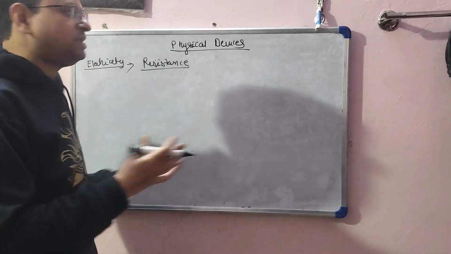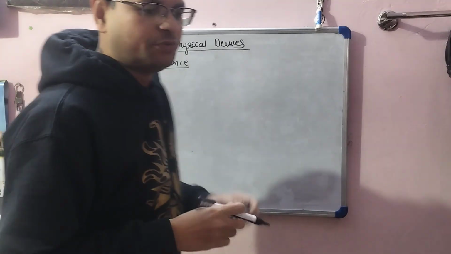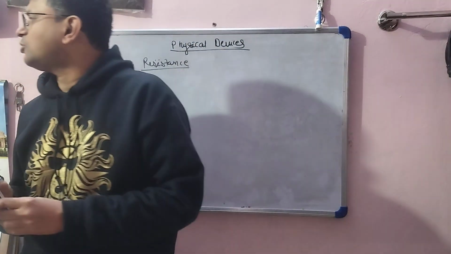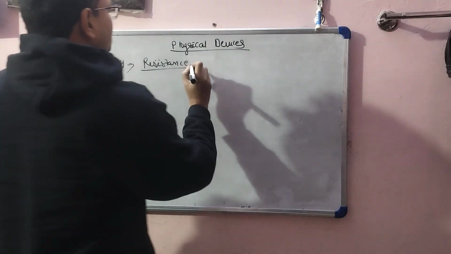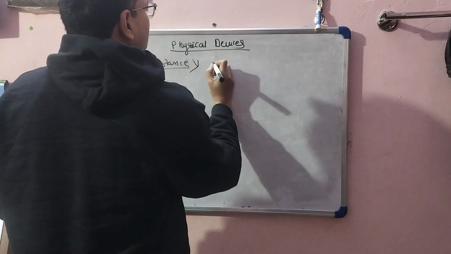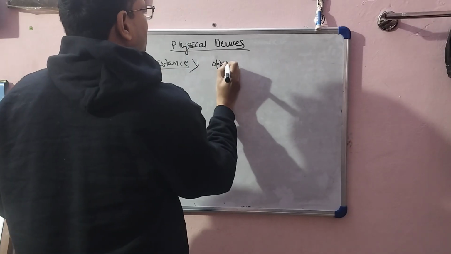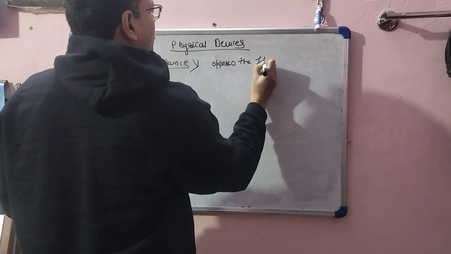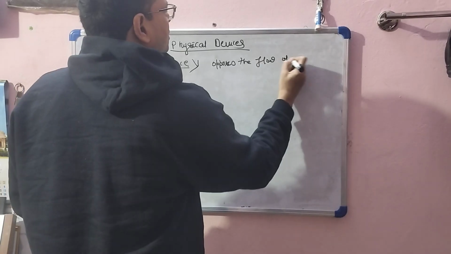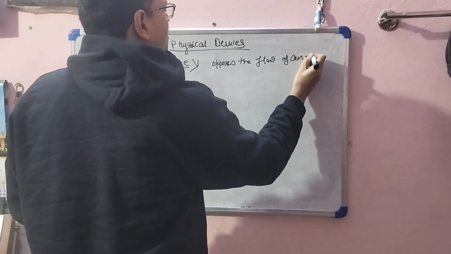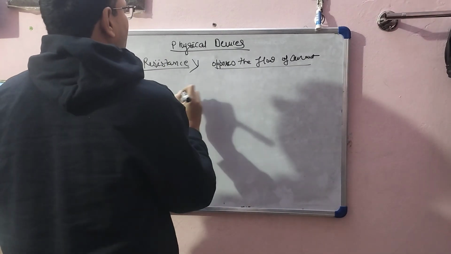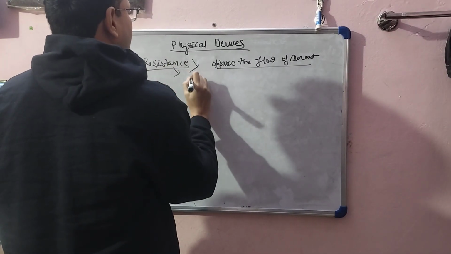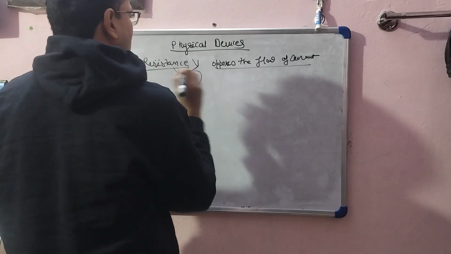What is resistance? Resistance is the property of a conductor or any substance that opposes the flow of current. Resistance opposes the flow of current. We represent resistance by R.